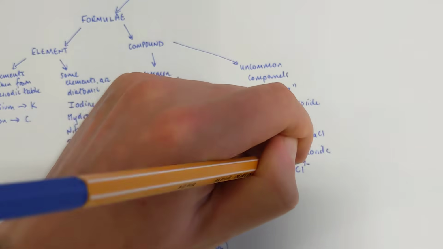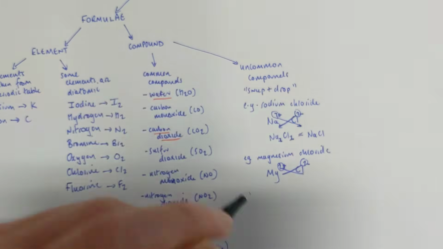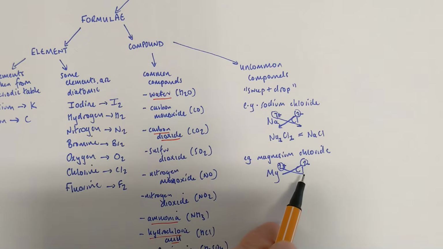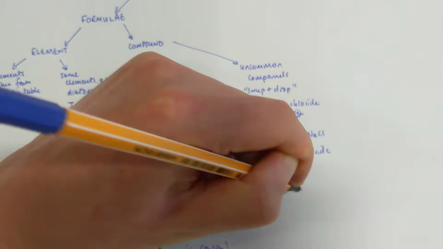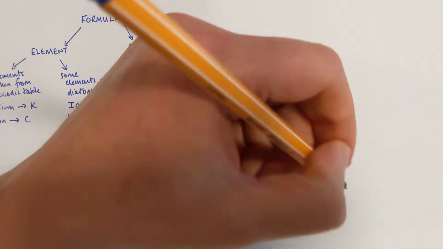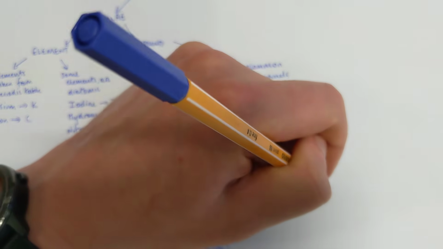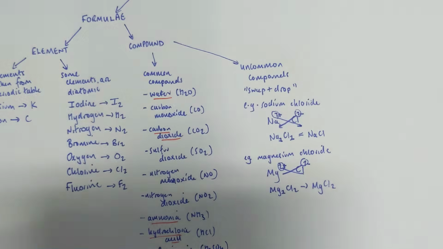Take those two numbers, swap them over and drop them down. So therefore the 2 is now at the bottom of the chlorine, the 1 is now at the bottom of the magnesium: Mg1Cl2. And remember, we don't normally put a 1 in, so the final formula of magnesium chloride is just MgCl2.